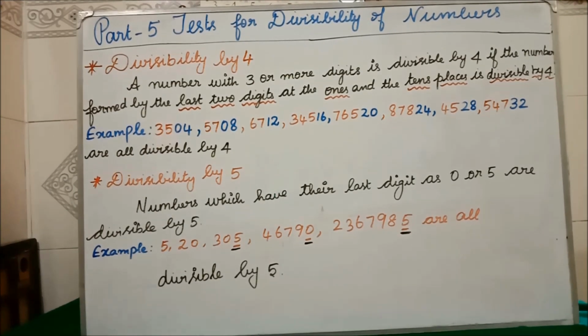So in divisibility by 5, you have to see the last ones place, and check whether it contains 0 or 5. If it contains 0 or 5, it is surely divisible by 5. Okay, next we will see the divisibility by 6, 8, 9, 10 and 11.